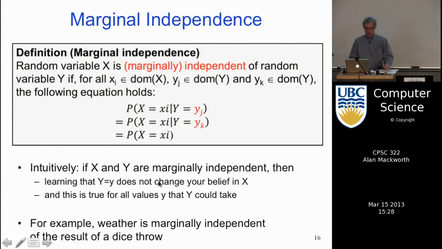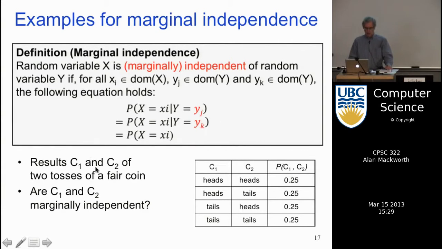And that's all this says. It says what I just said. And that has to be true for all values of Y. Maybe some values tell you nothing, but others tell you something, then it's not independent. Okay? It has to be true for all values. Weather is marginally independent of the result of a dice throw.